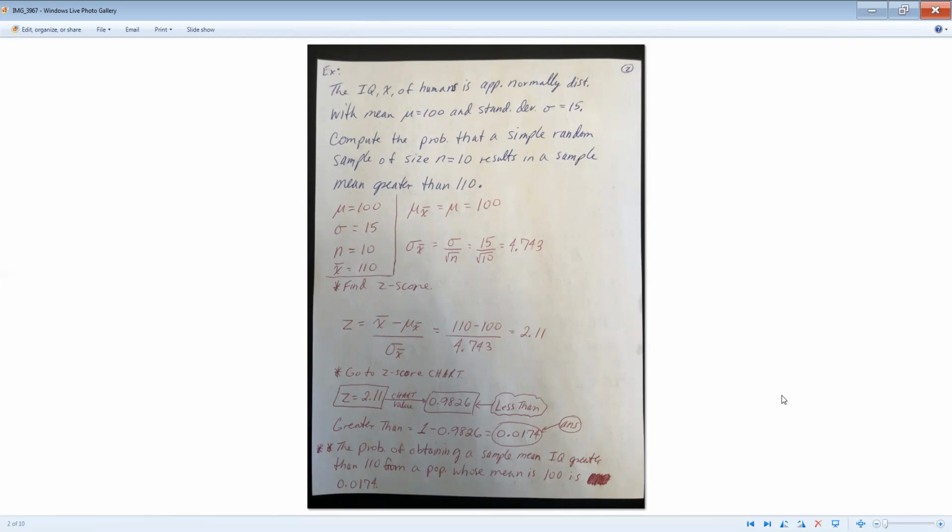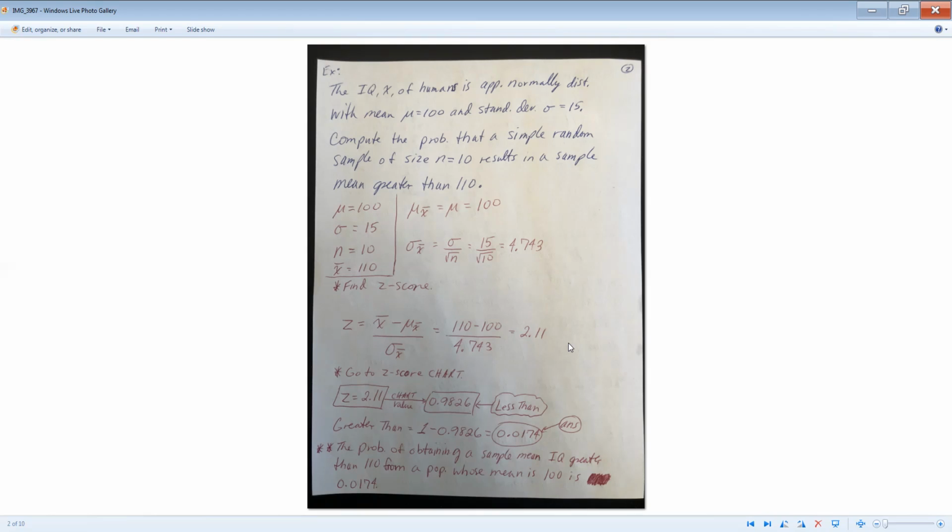Now the mean of our sampling distribution is going to be equal to the population mean, which is 100. Standard deviation is going to be sigma over the square root of n, so that's 15 over the square root of 10, which is 4.743. So now we can use that in order to find our z-score. We take x bar minus mean sub x bar over sigma sub x bar. So these are notations for our numbers. So it's 110 minus 100 over 4.743. That'll give us 2.11.